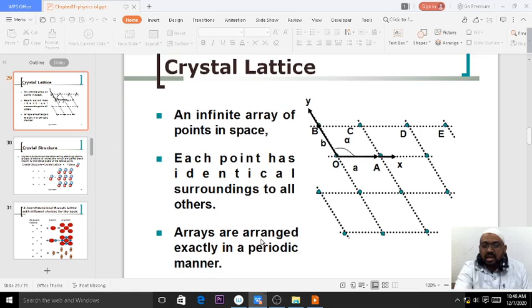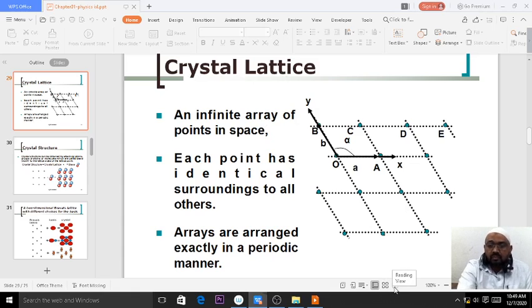So these arrays are arranged exactly in a periodic manner. Now we just start our discussion. What is actually the meaning of crystal lattice? Crystal lattice defines an imaginary arrangement of points, right? So an imaginary array of points is nothing but a lattice, and since we are talking about crystalline solids, we call that crystalline solids.